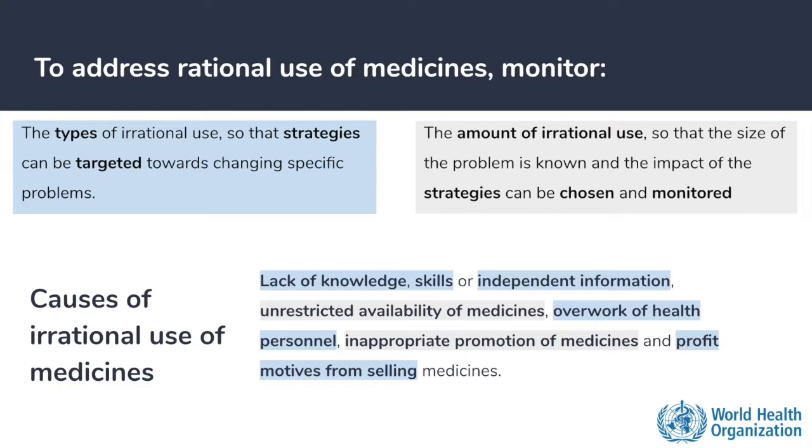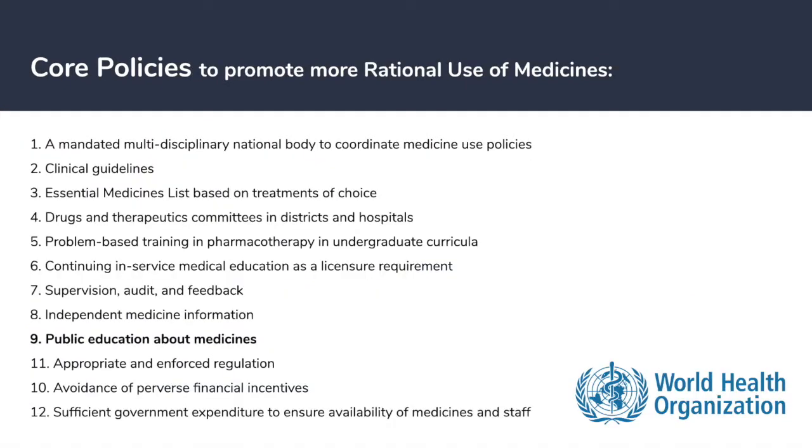Causes of irrational use include lack of knowledge, lack of skill or independent information, unrestricted availability of medicines, overwork of health personnel, inappropriate promotion of medicines, and profit motives from selling medicines. So, what is needed in order to assure the rational use of medicines?